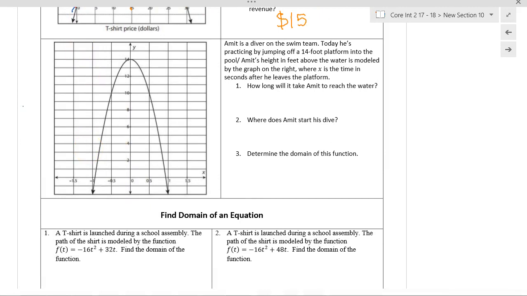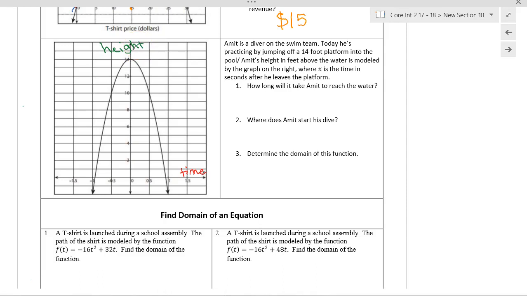So, Amit, I don't know how to say that name, is a diver on the swim team. Today, he is practicing by jumping off a 14-foot platform into the pool. His height in feet above the water is modeled by the graph on the right, where x is the time in seconds after he leaves the platform. So again, it's telling me x is time, and the y is, again, his height. Right, the time versus height.